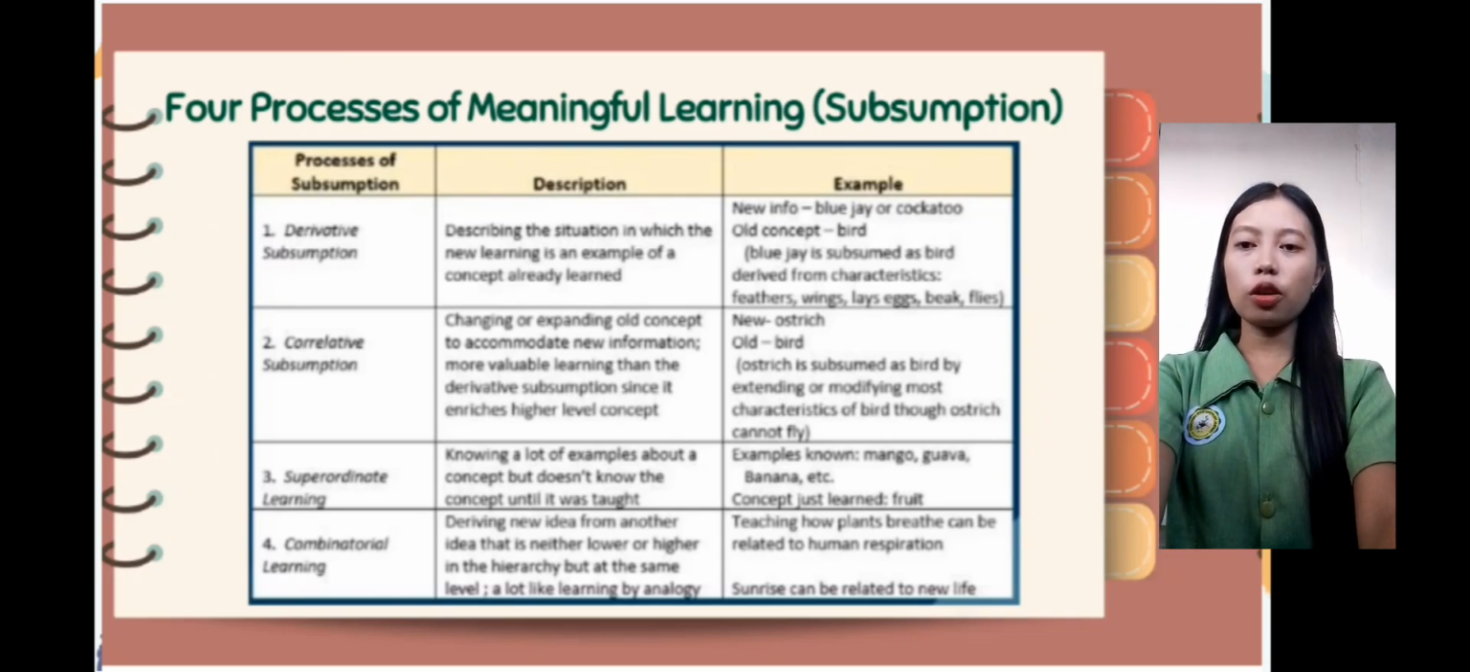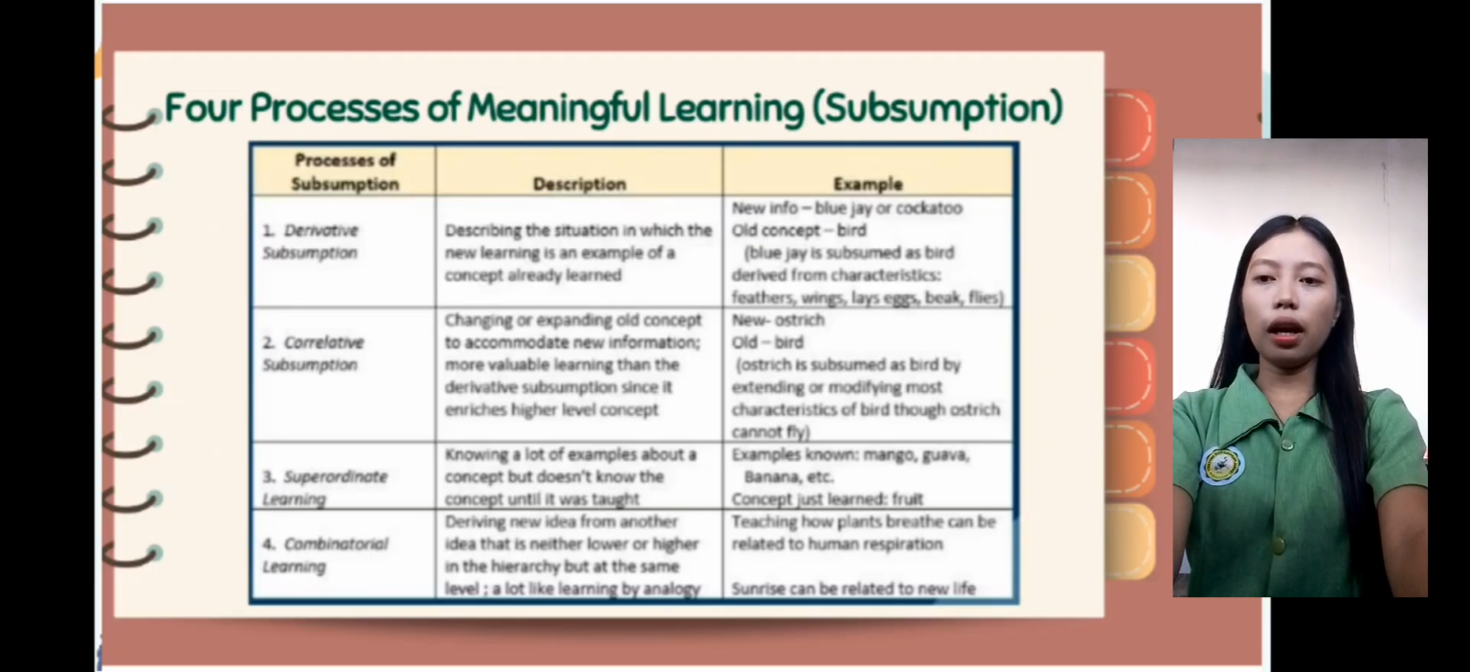The second process of subsumption is correlative subsumption. Description: changing or expanding old concepts to accommodate new information, more valuable learning than derivative subsumption since it enriches higher level concepts. Example: new is ostrich, old is bird. Ostrich is subsumed as a bird by extending or modifying a characteristic of bird, though an ostrich cannot fly.